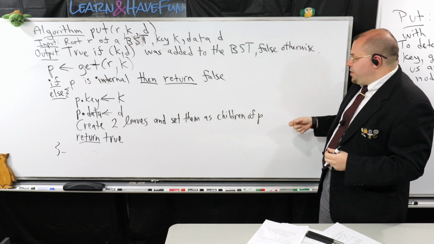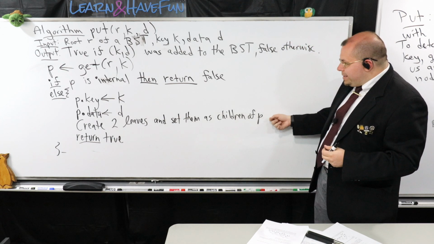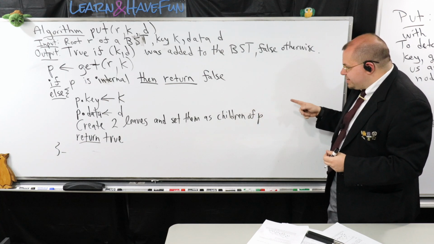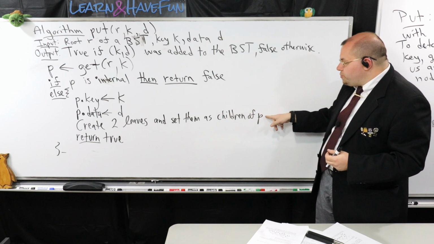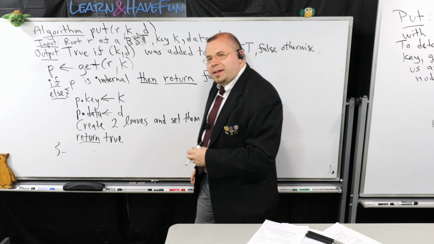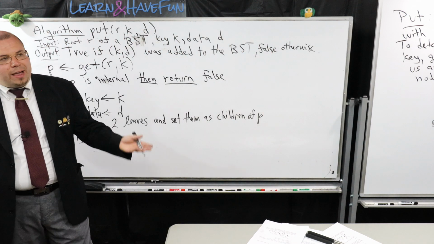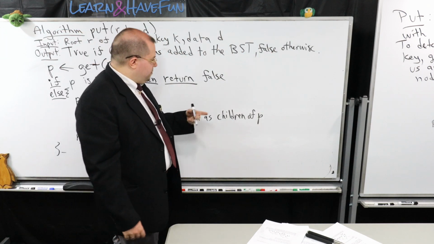Now I have a question for you. When you read something like this, where it says create 2 leaves and set them as the children of P, is it only that you have to update the left child and right child of P?